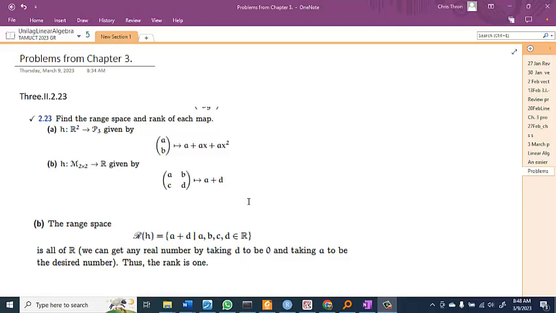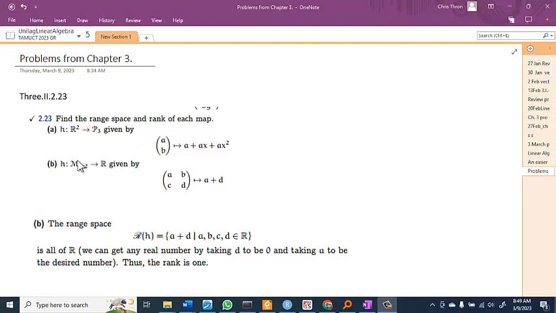Hello. I've been working slowly through your homework papers, and I found some problems of interest from this assignment that I think I should go over, just to make sure that the concepts are solid in your minds. Okay, so from this section 3.2.2, problem 23, I'm finally getting used to his numbering scheme: chapter 3, section 2, subsection 2, and then problem 23. So we find the range space and rank for each map.